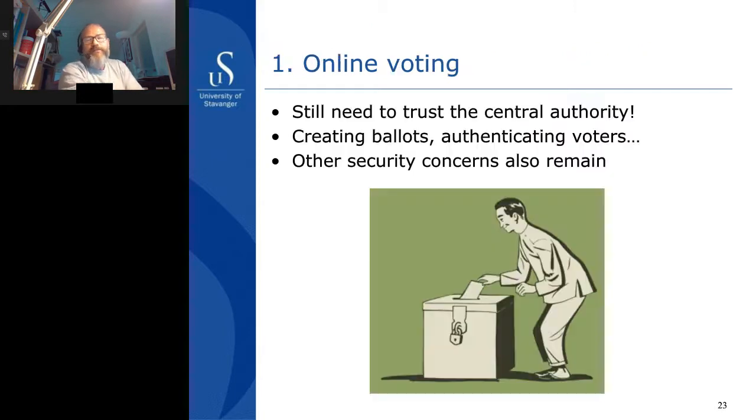So the first thing is that online voting is not something that I believe blockchain is suitable for. You still need to trust the central authority. So this is your trusted third party right there. And this trusted authority needs to create ballots, needs to authenticate voters, etc. And there are also other possible security concerns. Another thing that I might mention is that if you wanted to use the blockchain for online voting, there's this issue with things being on the blockchain, and voter anonymity is something that you can't necessarily easily achieve on the blockchain.